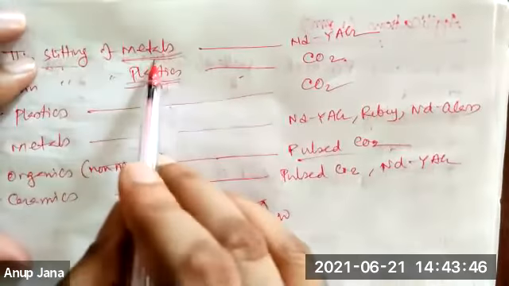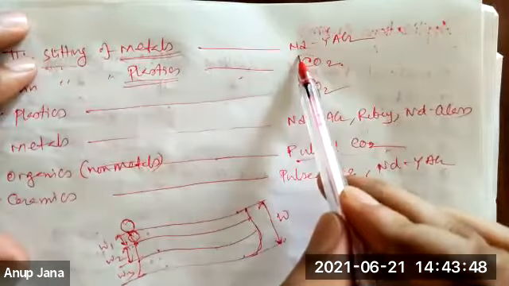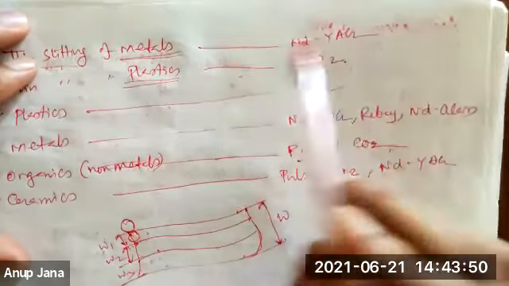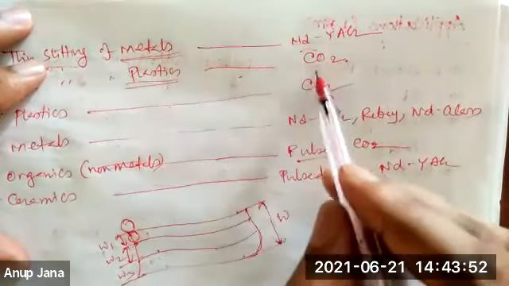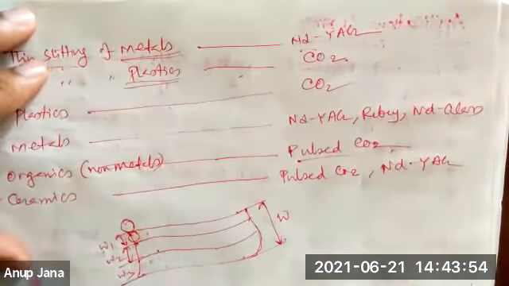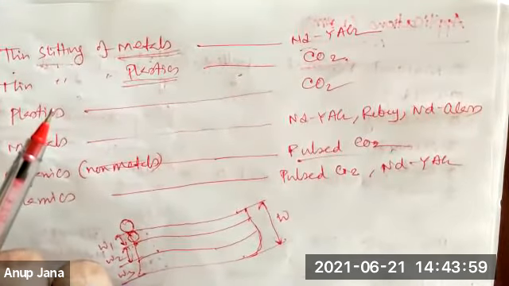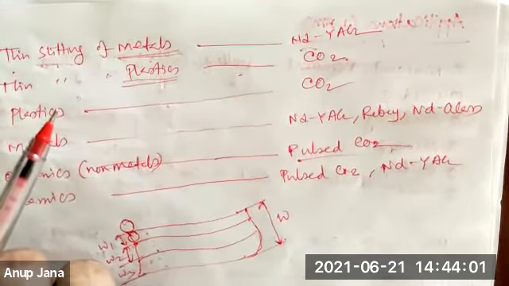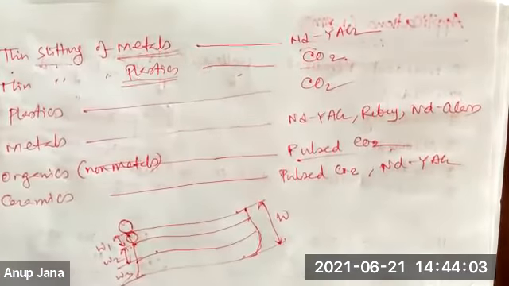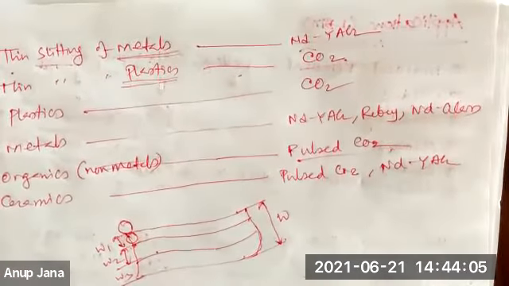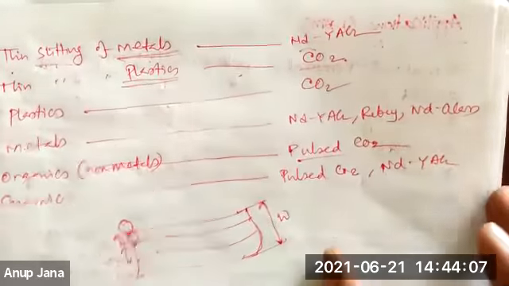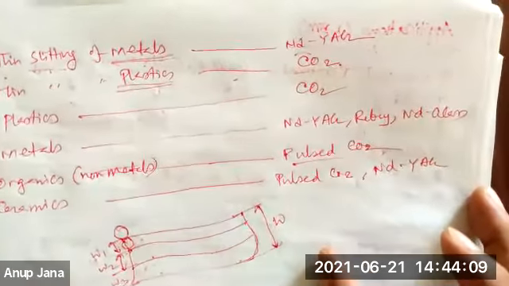So if you are cutting metals, then we are going to use NdYAG laser. If it is a plastic sheet, then we have to use CO2 laser. Is it clear to all? I hope it is clear to all. Now, if you have noted everything down, then we will move ahead to the advantages of LBM.